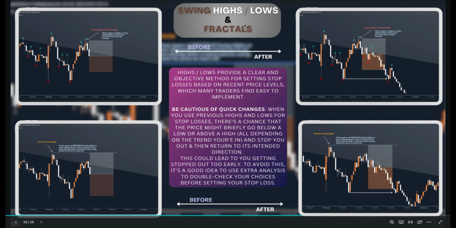All right, so now we have swing highs and lows and fractals. And by fractals, I mean like fractal highs and fractal lows. So highs and lows provide a clear and objective method for setting stop losses based on recent price levels, which many traders find easy to implement. Be cautious of quick changes. When you use previous highs and lows for stop losses, there's a chance that the price might briefly go below a low or above a high and stop you out and then return to its intended direction. In other words, you might get stopped out because price might be seeking liquidity at the high that you placed your stop loss at. To avoid this, it's a good idea to use extra analysis to double check your choices before setting your stop loss.